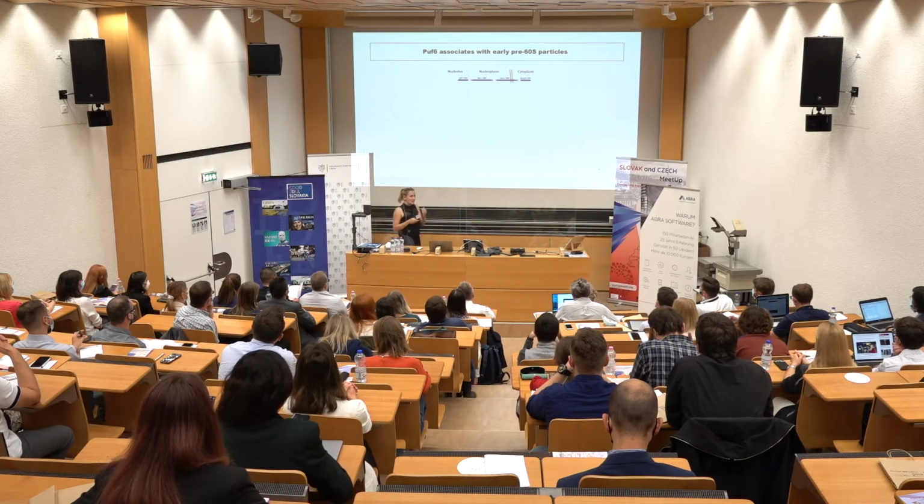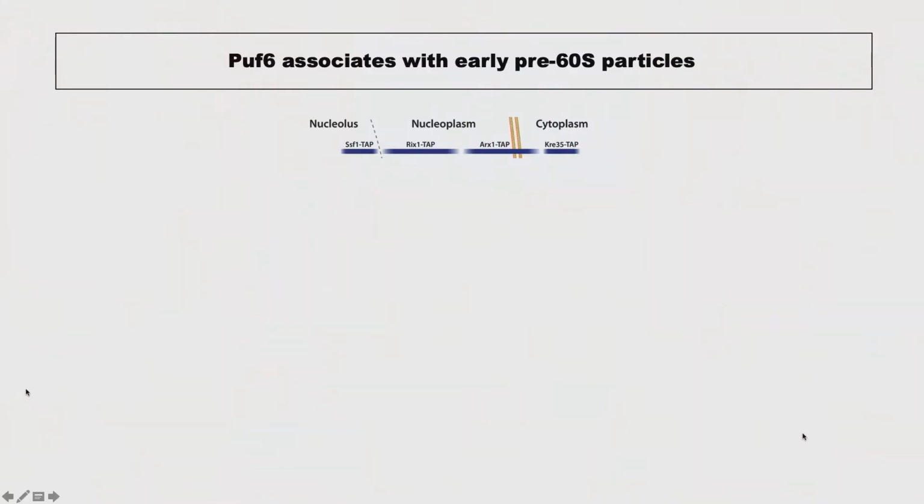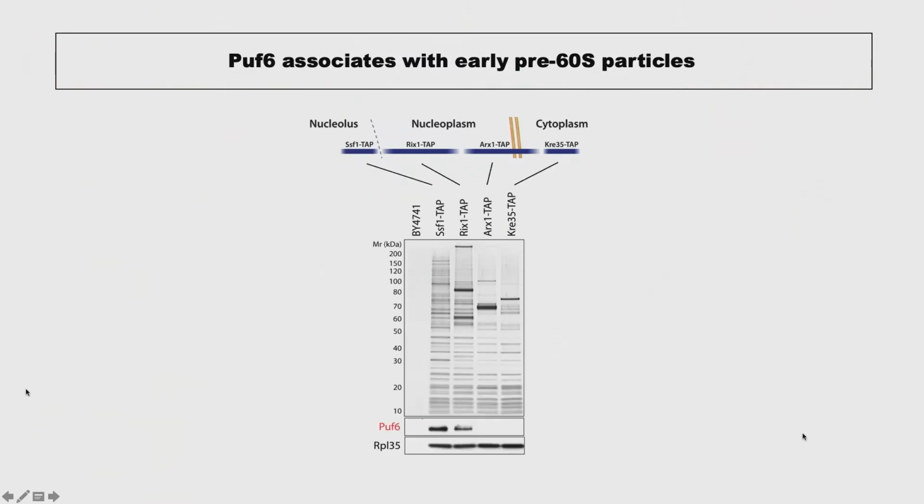Now we wanted to dissect at which stage of this maturation process Puf6 acts, and we can biochemically purify the stages of the ribosome pathway. And then we could detect Puf6 associated with the earliest stages of ribosome biogenesis, showing that Puf6 acts early on in these early stages of the large subunit maturation pathway.